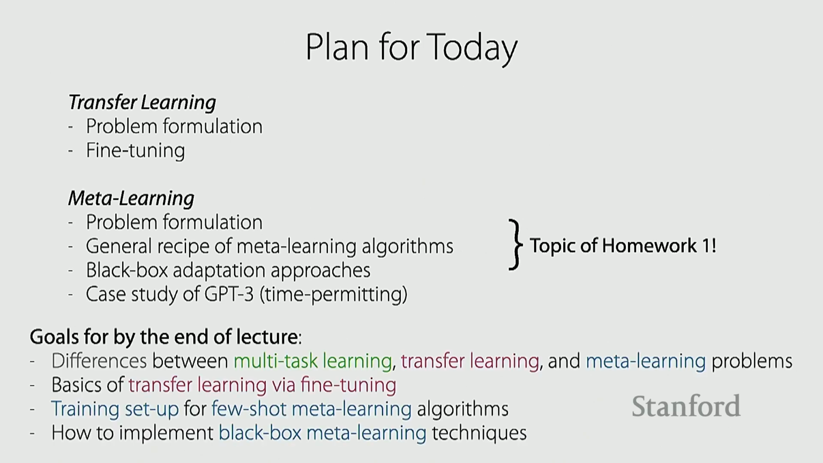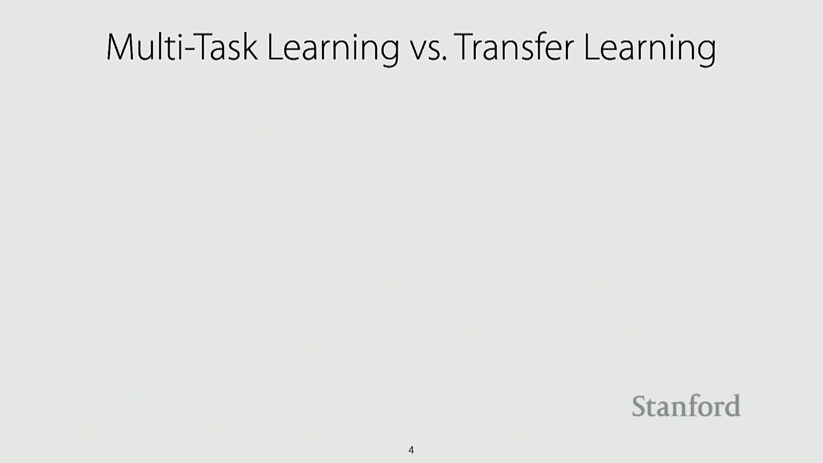Cool. So the goals by the end of the lecture are to understand the differences between multitask learning, transfer learning, and meta-learning problems, understand some of the basics of transfer learning, and then also get into the details of meta-learning, including the overall training setup and how to implement techniques like black box meta-learning techniques. Okay, so let's get started with transfer learning.